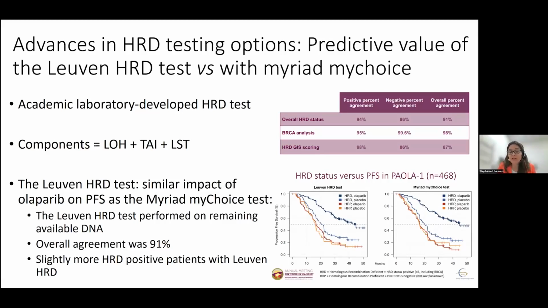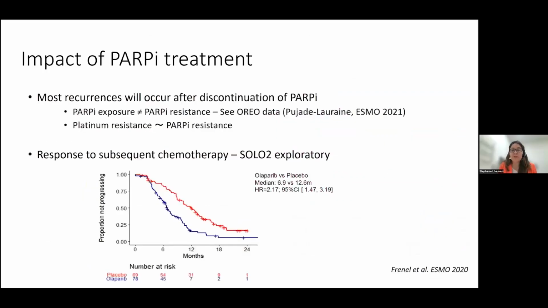The Leuven HRD test identified slightly more HRD-positive patients compared to the Myriad test, but with overall agreement of 91%, it was still able to separate the patients who had the best benefit from PARP inhibitors versus the others. So there is a lot of effort currently ongoing to define HRD. But now we need to think as clinicians about what we will do, because as you can see in the first line, most of our patients now will have a PARP inhibitor treatment as maintenance after platinum-based chemotherapy.